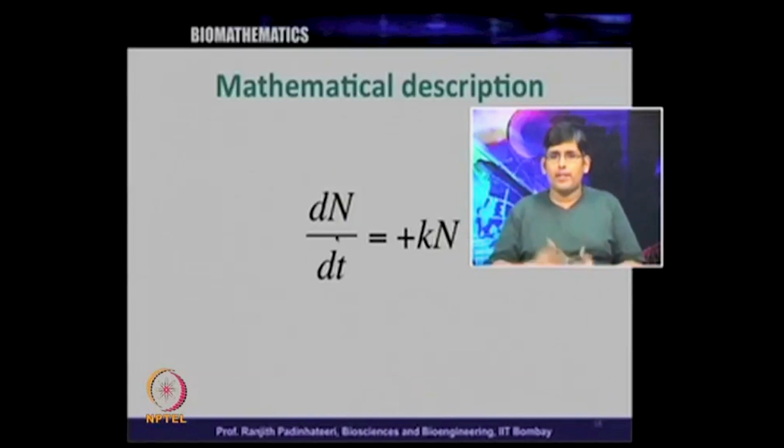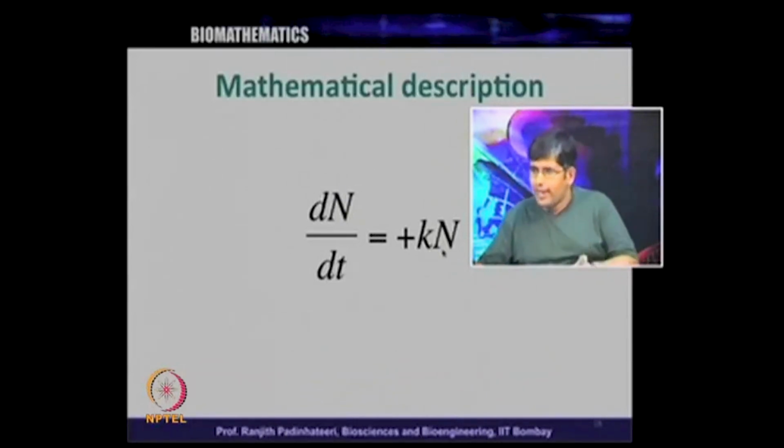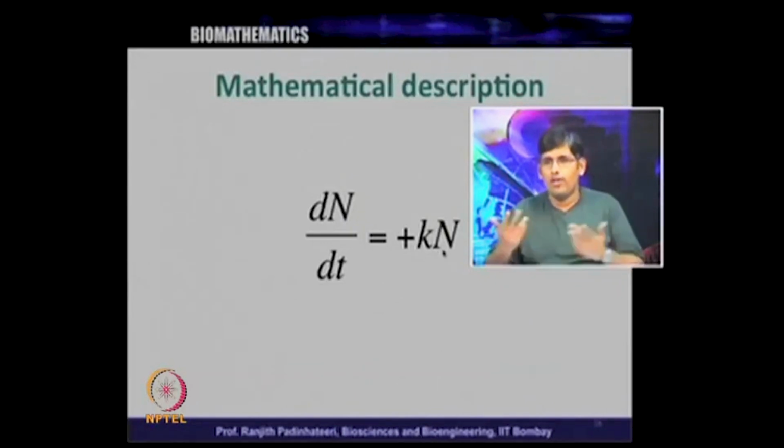So, we have a new mathematical equation. This is another kind of differential equation. Previously, we had only equations with no n, something like dn by dt equal to k. Like we had dl by dt is equal to k. Then we knew how to solve it. Now, we have dn by dt is equal to k times n. So, how do we solve it? Let us look at the next slide.